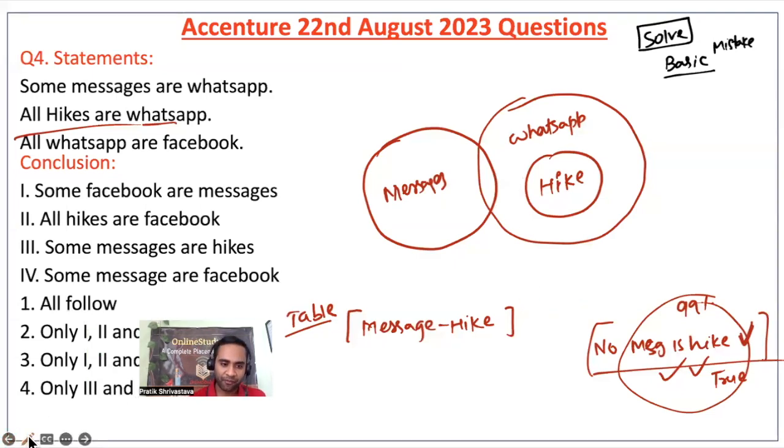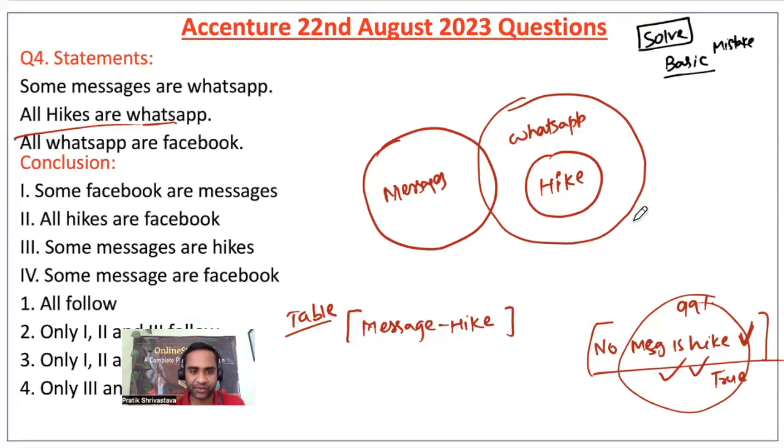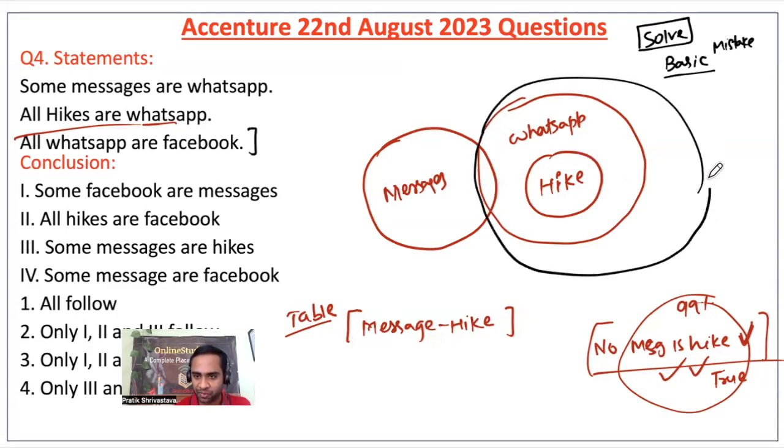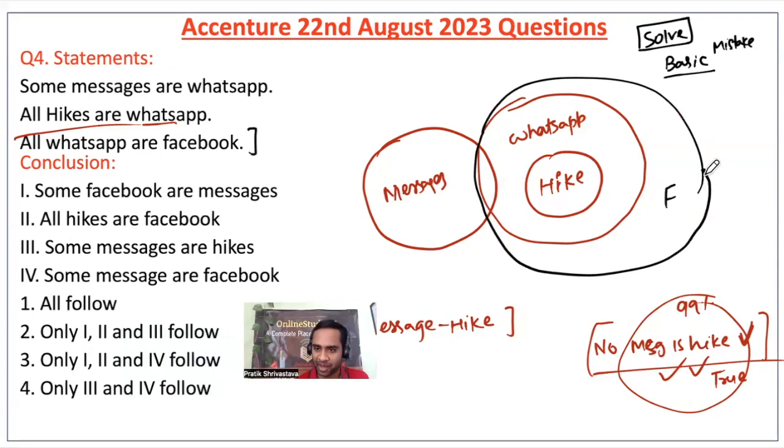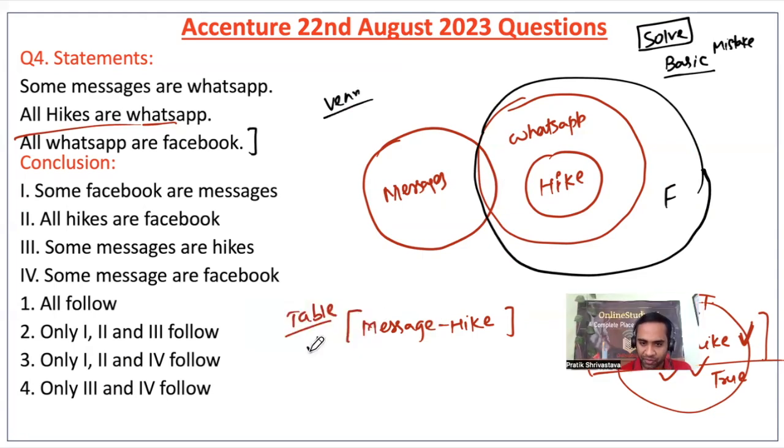Okay, now perfectly all right. So now we will see. Till here it is fine. Then what they're telling: all WhatsApp are Facebook. So all WhatsApp are inside the Facebook. Fine, no problem. So this is my perfect Venn diagram. And there was one possibility which we have already eliminated here. Now we will see which answer is correct.